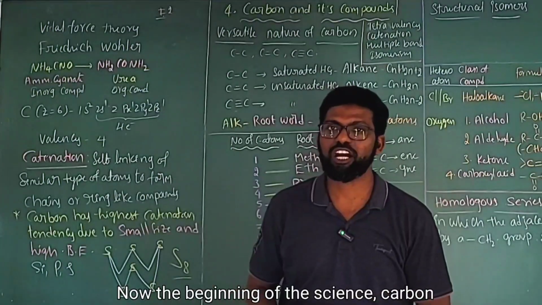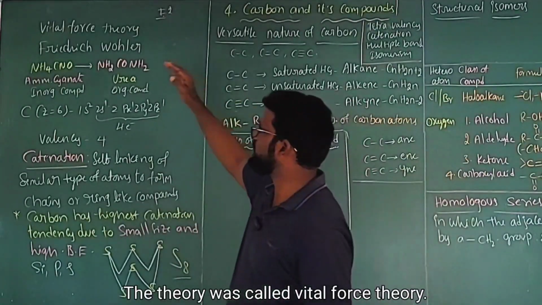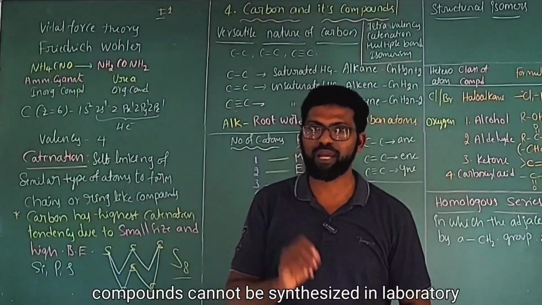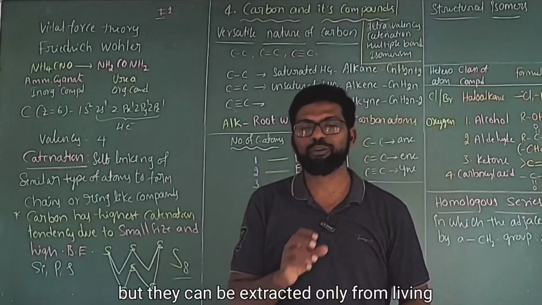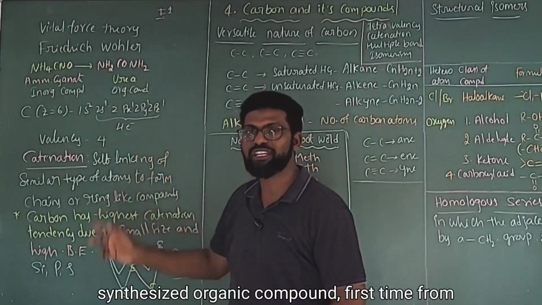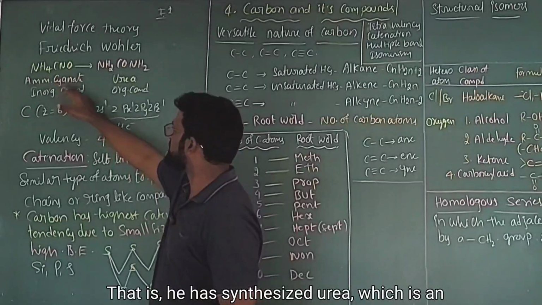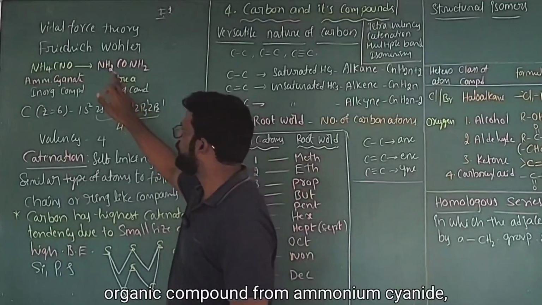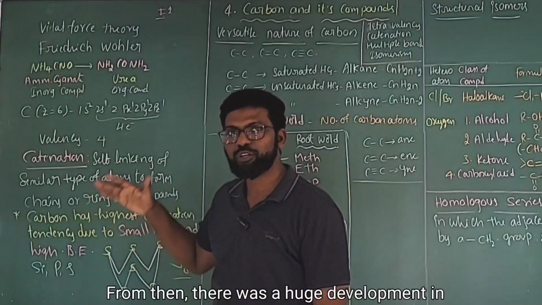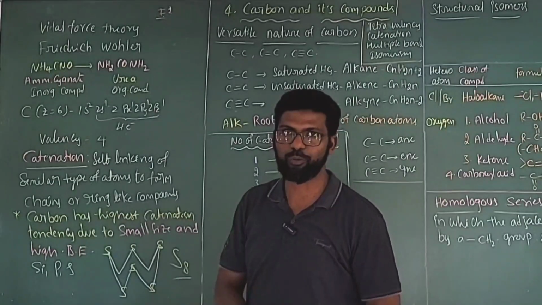In the beginning of science, carbon compounds were believed to exist only in living organisms. The theory was called vital force theory. According to vital force theory, carbon compounds cannot be synthesized in a laboratory, but can be extracted only from living organisms. But Friedrich Wöhler synthesized an organic compound for the first time from an inorganic compound. That is, he synthesized urea, which is an organic compound, from ammonium cyanate, which is an inorganic compound. From then, there was a huge development in organic chemistry, or the chemistry of carbon compounds.